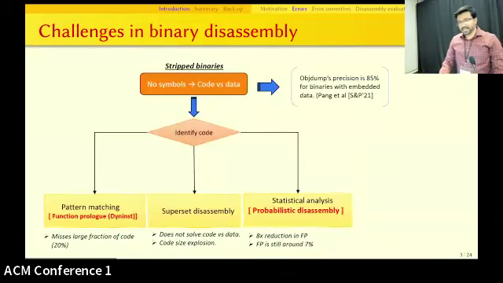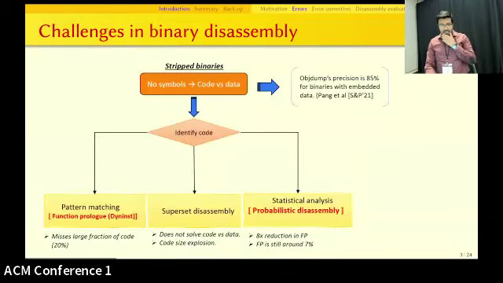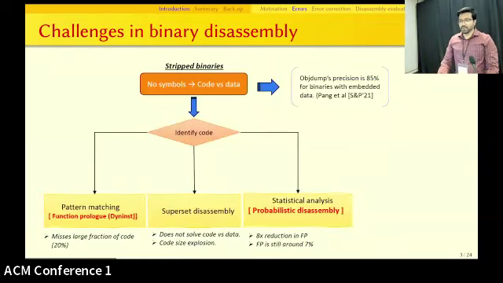The primary challenge in binary disassembly is that stripped binaries usually do not have symbols. This makes it hard to differentiate between code and data. For example, objdump is known to have low precision for binaries with embedded data.